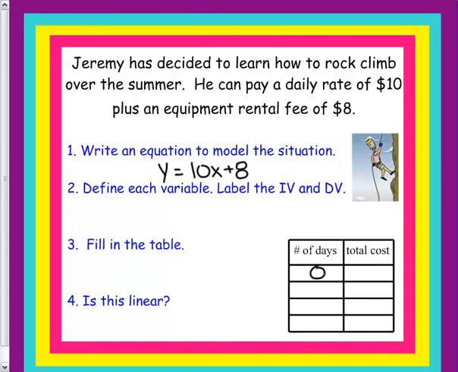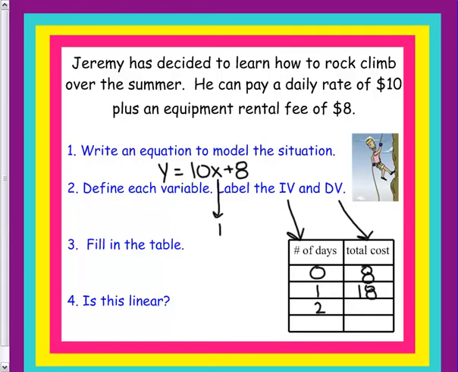So if he doesn't rock climb any days, all right, that's independent, right? He's not going to pay anything but $8 for the equipment fee. The dependent is the total cost. So the number of days is our IV, and our DV is the total cost. If he goes 1 day, he's going to pay 1 times 10, which is 10, plus 8, which is 18.